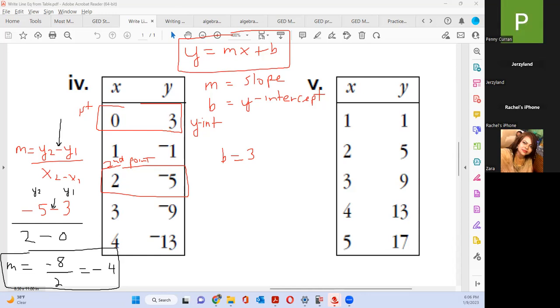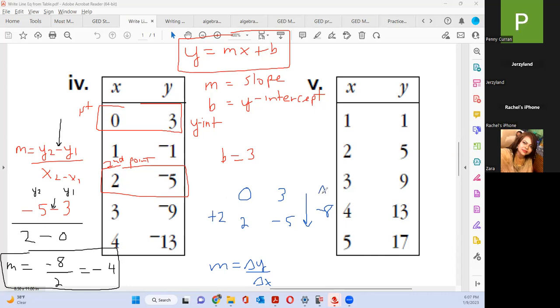Another way you can do it is to use the two numbers. Let me change my color here. I'm going to write these two numbers again over here, and I want to find the change in y over the change in x. So if I'm starting at 3, in order to get to -5, I have to go down 8. Does everybody understand that? For me to go from 0 to 2, I need to go up 2.